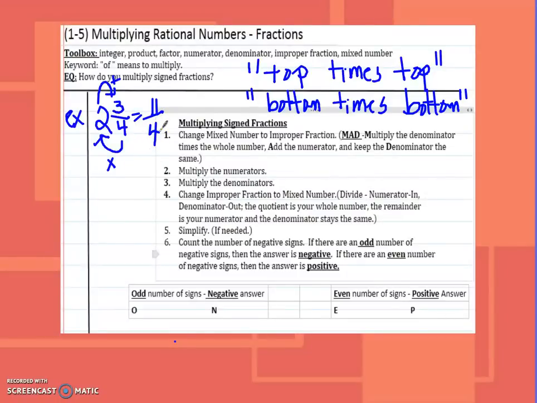You have to turn your mixed numbers into improper fractions. And then you can multiply top times top, bottom times bottom. You may be able to simplify in the beginning or at the end. Also, the rules for our integers. If it is the same, it is positive. If they are different, it is negative. Also remember, if there's an odd amount of signs, it's negative, and if there's an even amount of signs, it's positive. Okay, let's take a look at the first example.